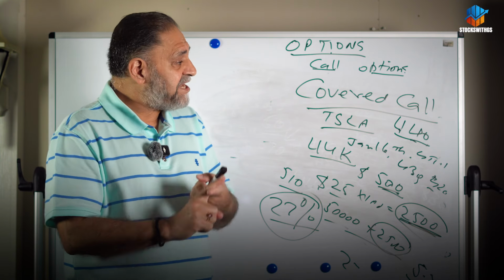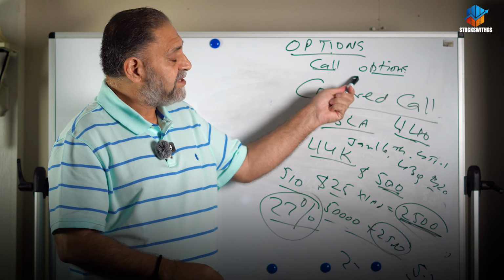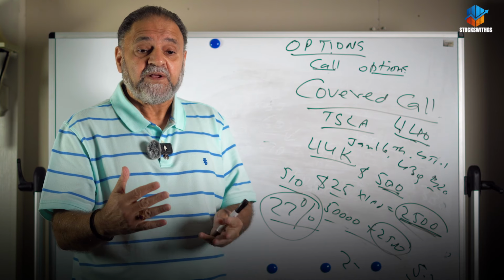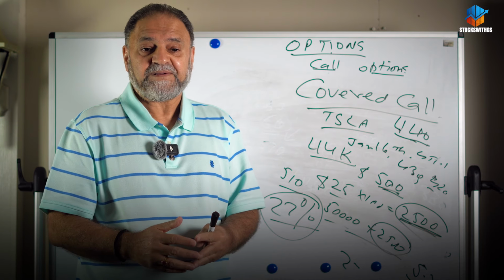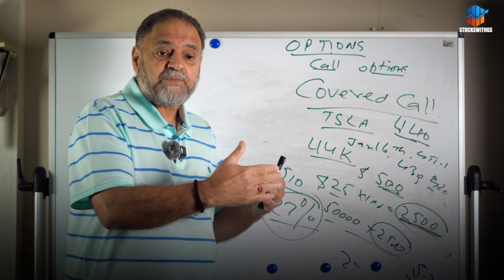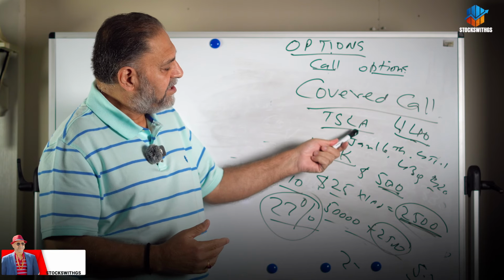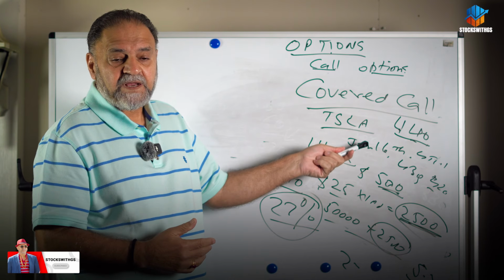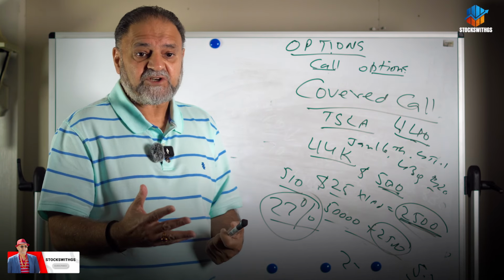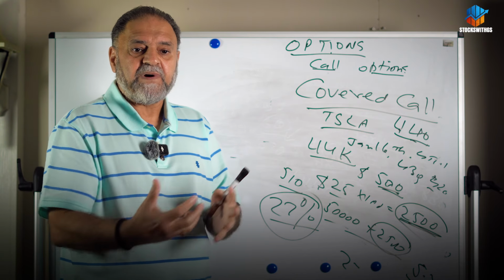Next video, I'll tell you another beautiful thing. That is put options. Put options are even more lucrative. You can make more money easily by selling put options, same way as this option. In this, you have to buy a stock. You have to have a stock. And put options, you don't have to have a stock. You can still sell the put options and make money every month.